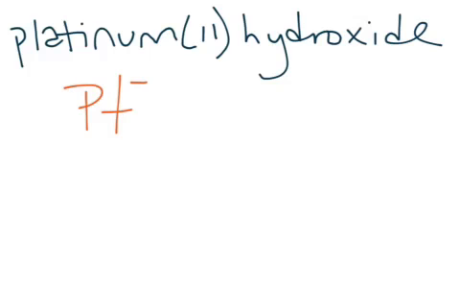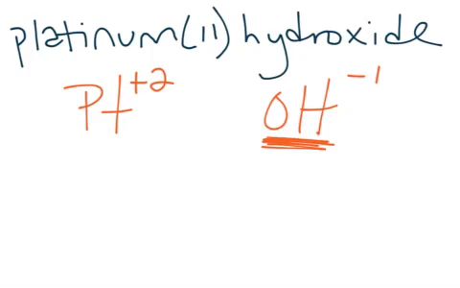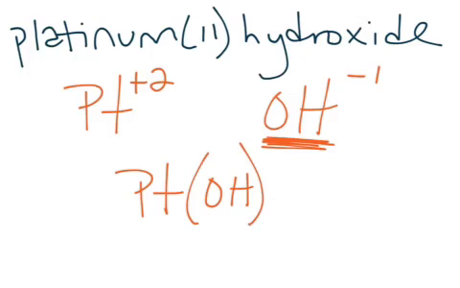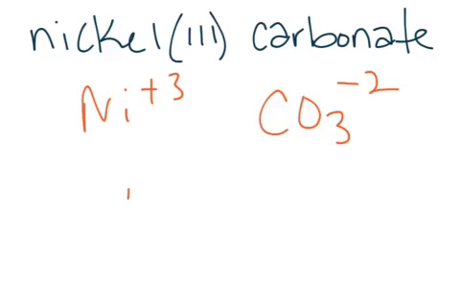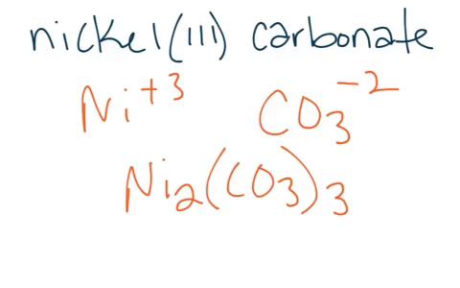Platinum in this molecule has a charge of +2. Hydroxide is always -1. So whenever the polyatomic ion is going to need to be doubled or tripled, we have to make sure that we use those parentheses. So we have platinum, parentheses, OH, and then we need to show that there's 2 of them. And nickel III carbonate. Ni with a +3. Carbonate is always CO3 with a -2. And we're going to have Ni2, and then we have to use parentheses to show that there are 3 carbonates.